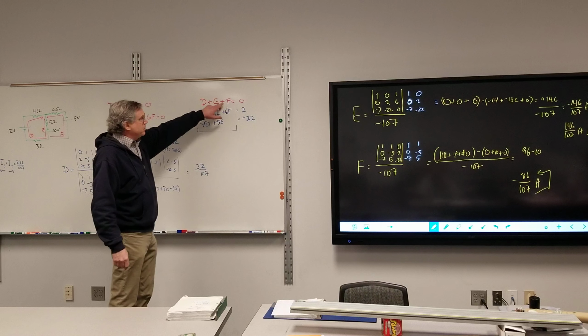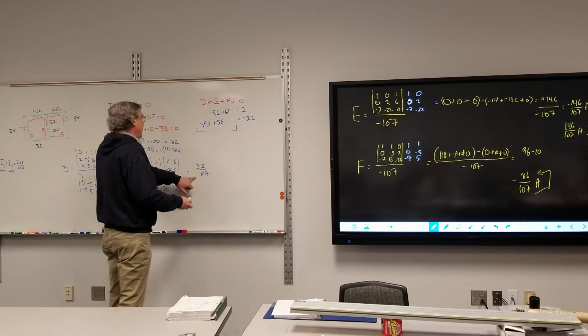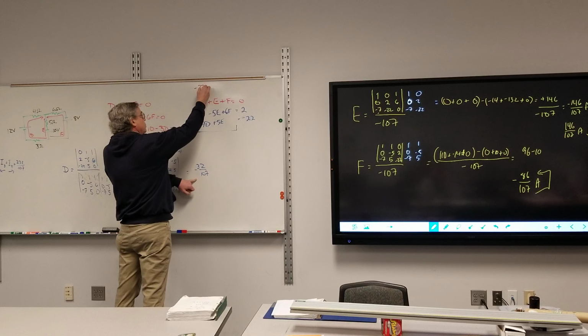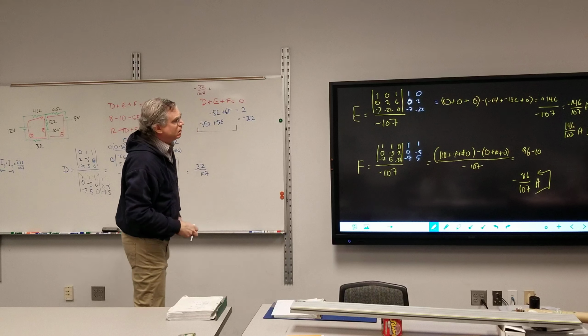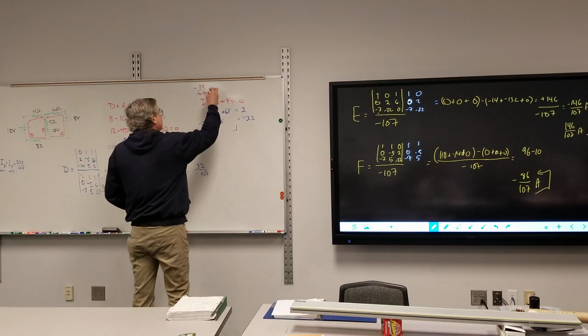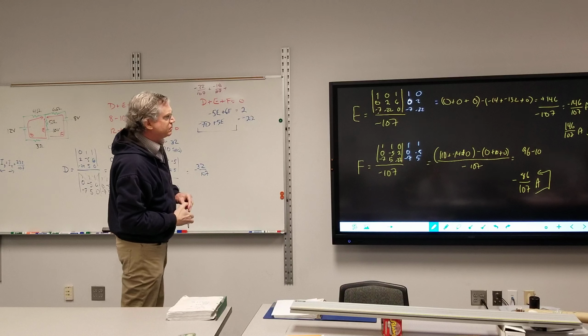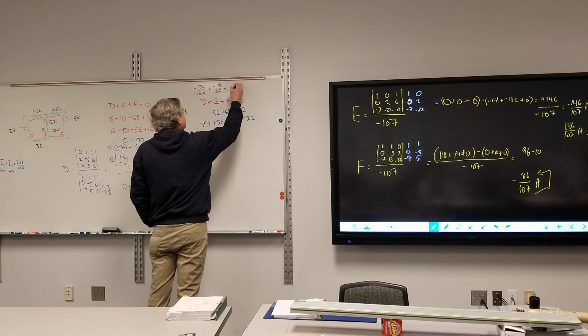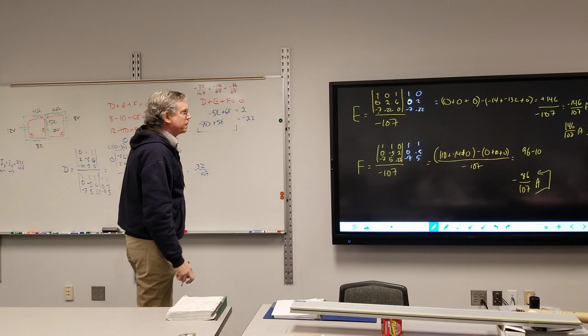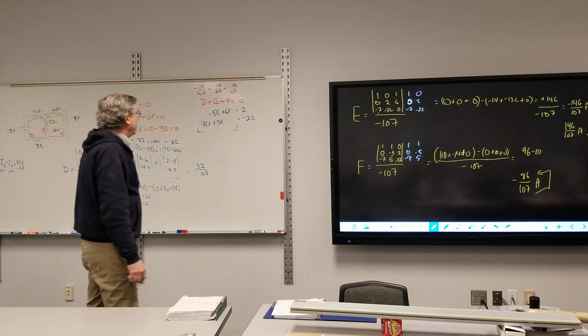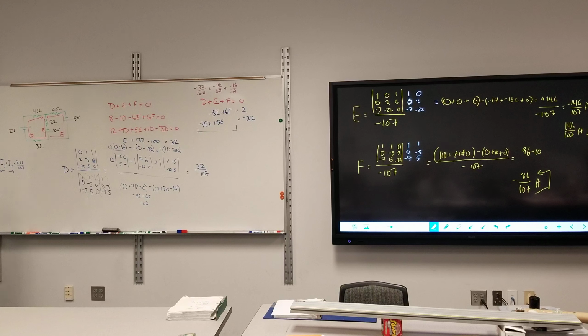So if I do D plus E plus F, do I get 0? Well, I had negative 32 over 107 plus E, negative 146 over 107 plus F, negative 86 over 107. And that does not add up to 0. So there's got to be a mistake here on D, based upon the fact that we had a different answer before. So let me take a look at this again.